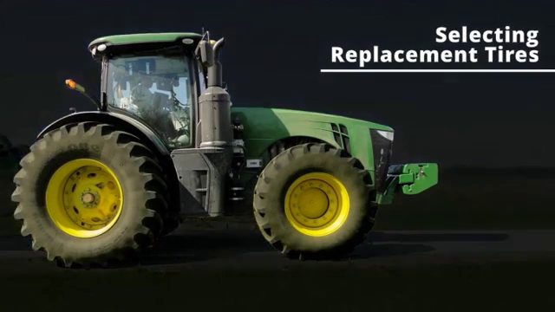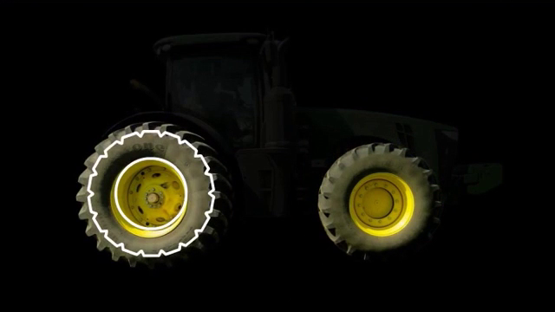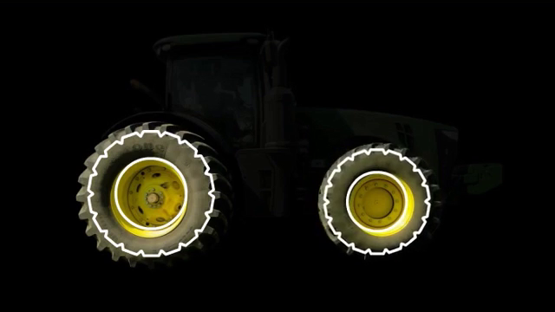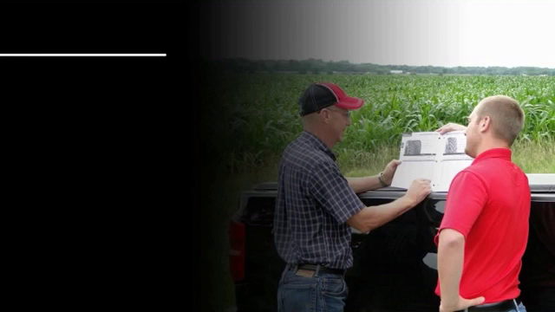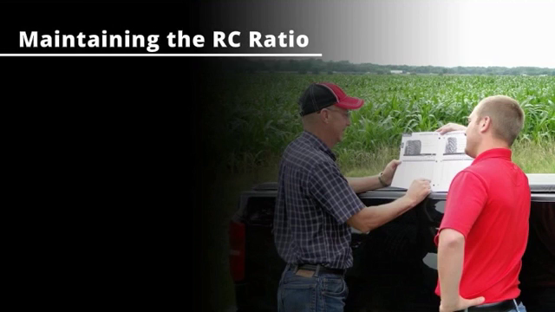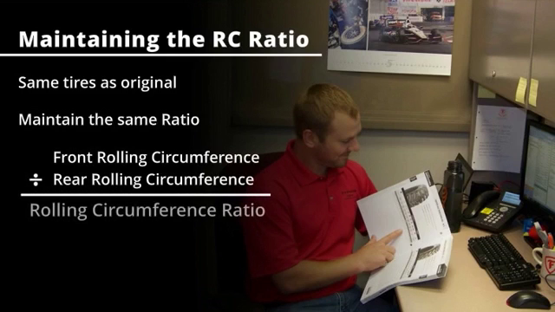For example, perhaps you would like to replace these tires with a smaller set. Because this is a mechanical front-wheel drive tractor, you will likely need to replace both front and rear tires and maintain the same rolling circumference ratio. The easiest way to maintain the rolling circumference ratio when replacing tires is to keep the same tire size and design as the original tires. If not, you should choose a front and rear tire combination that maintains roughly the same rolling circumference ratio as the original tires. You find the ratio by dividing the rolling circumference of the front tire by the rolling circumference of the rear tire.